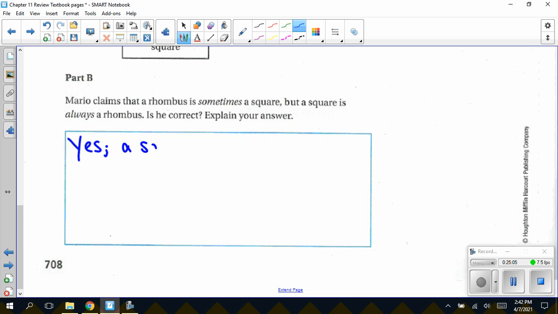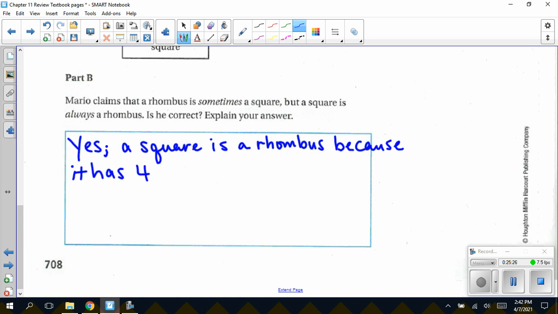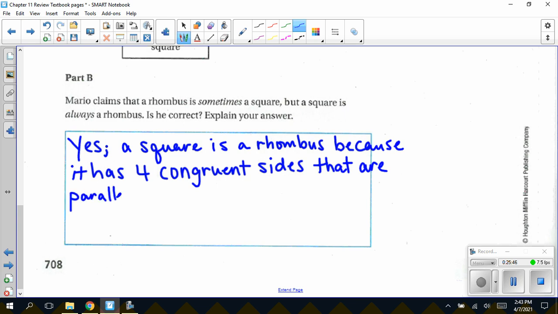a square is a rhombus because it has 4 congruent sides that are parallel to each other.